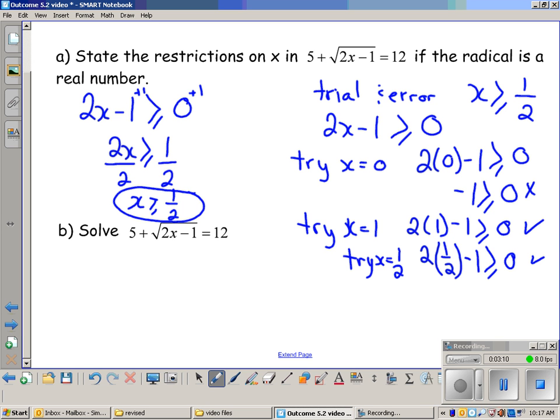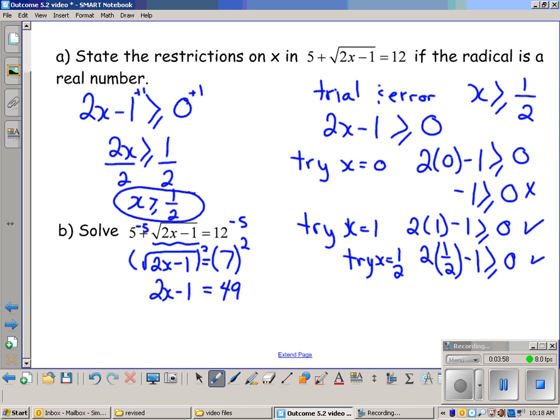Solving this radical equation. Step 1 is to isolate the radical. So that means that I want to leave the square root of 2x minus 1, and I want to move this positive 5. So I'm going to subtract 5 from both sides, and I end up with the square root of 2x minus 1 equals 7. Once I've isolated the radical, I can square both sides of my equation. On the left-hand side, when I square the square root of 2x minus 1, I'm just left with 2x minus 1. On the right-hand side, 7 squared is 49.